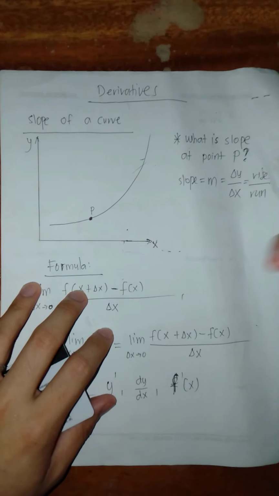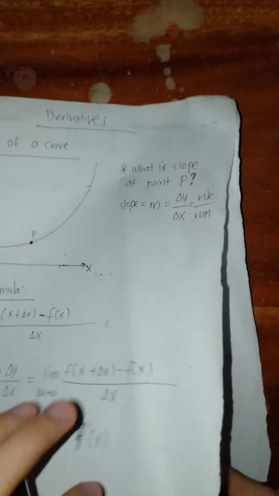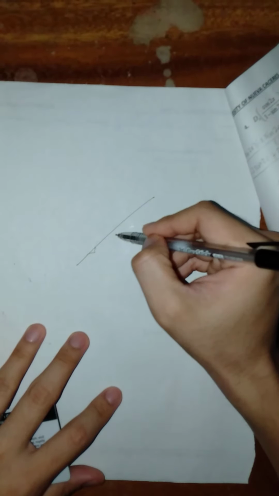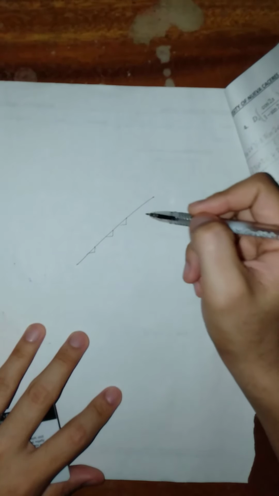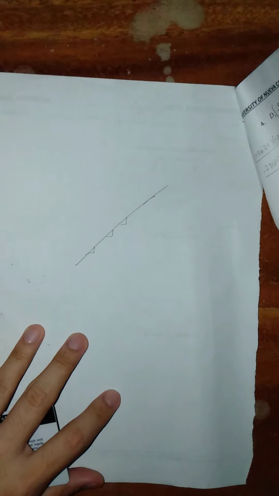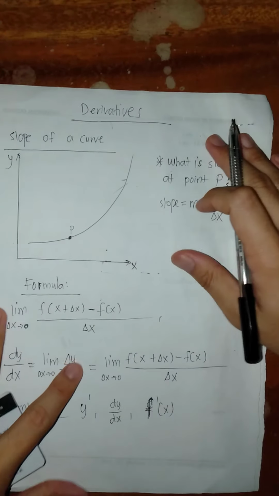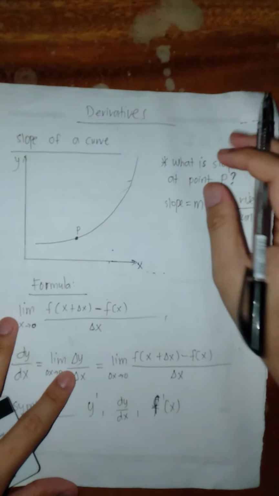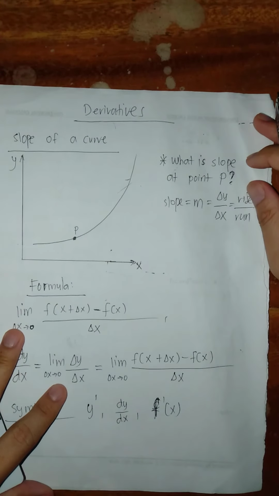Unlike a straight line. Let's say you have a straight line here. Wherever you take the slope, it is the same, anywhere on this straight line. But if we talk about curves, like this one, when you move, the slope is different at each point. So this is the problem of Newton.